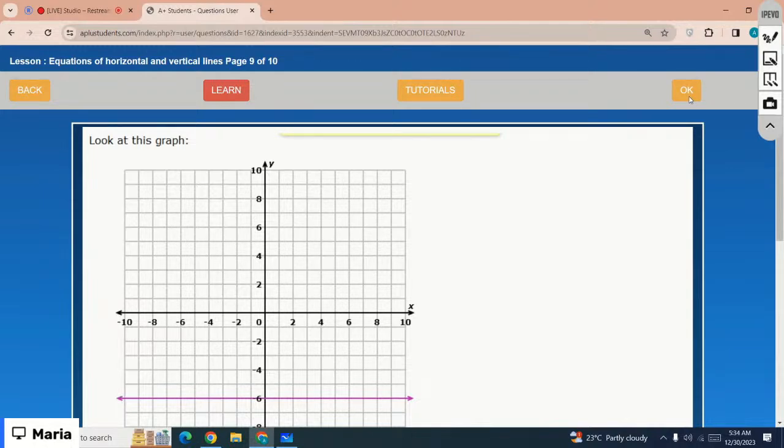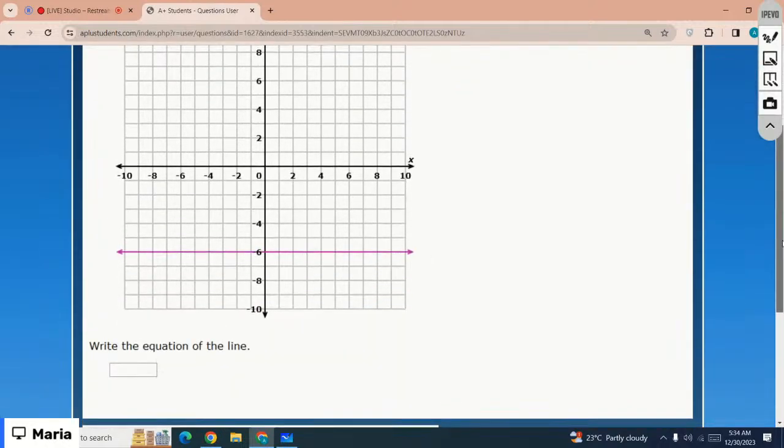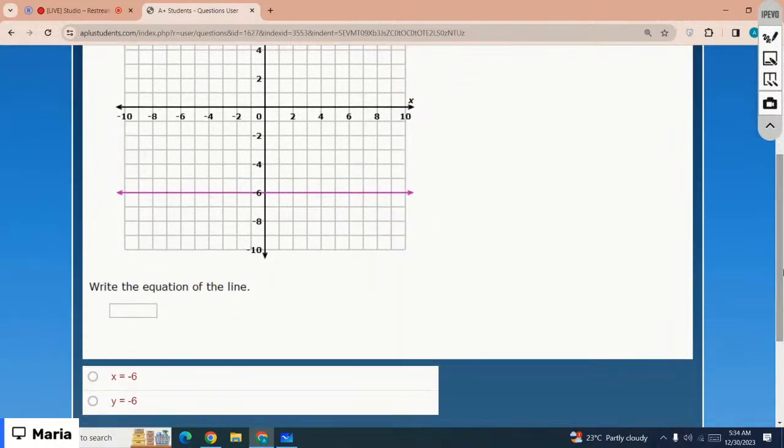Look at this graph. Write the equation of the line. So which is the correct option? That is y equals negative 6, right? The correct option is y equals negative 6.